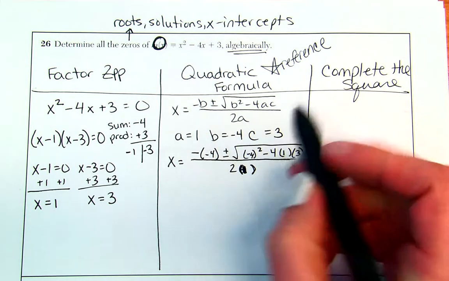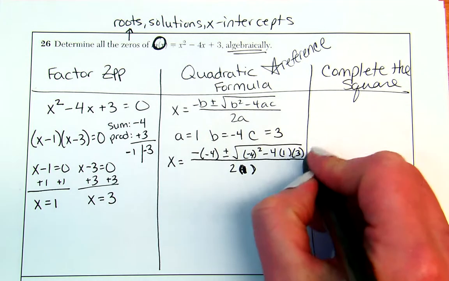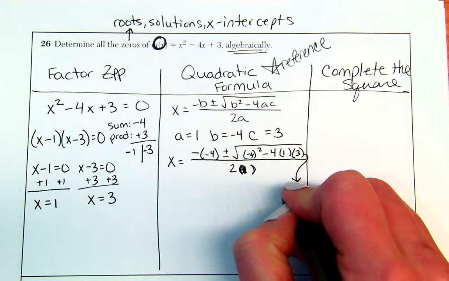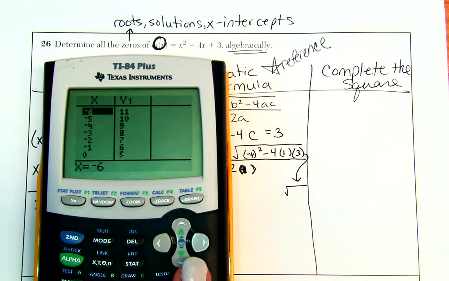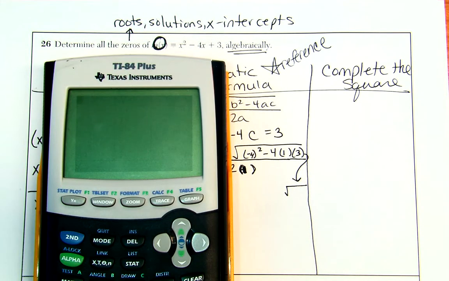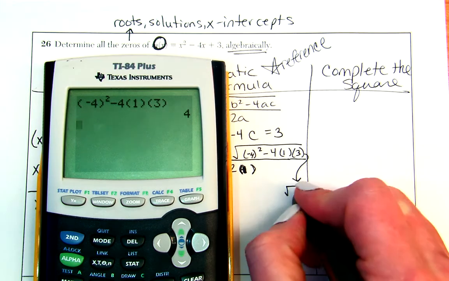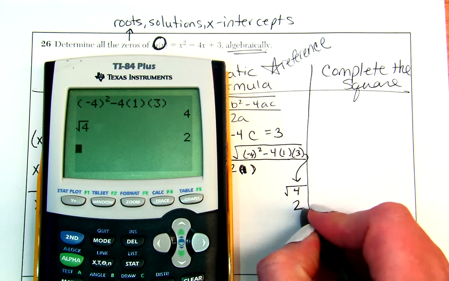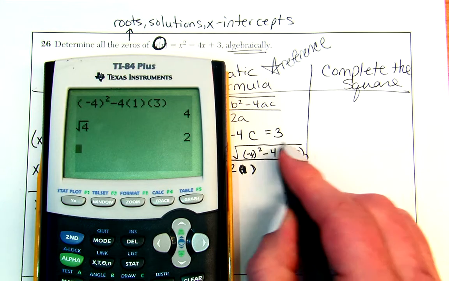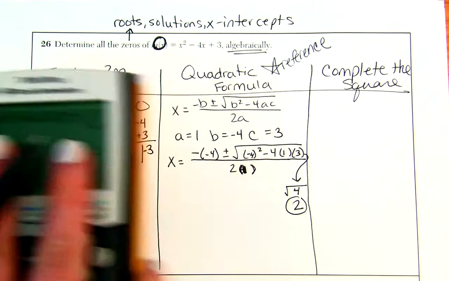So I always like to pull what's underneath the radical off to the side, so I'm going to simplify this on its own. In my graphing calculator, everything under the radical is what I'm going to put in, with the parentheses and all: 16 minus 4 times 1 times 3, and I get the square root of 4, which is 2. So this is the number I plug back in place of that entire radical.